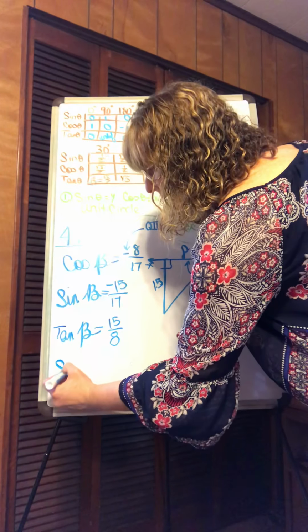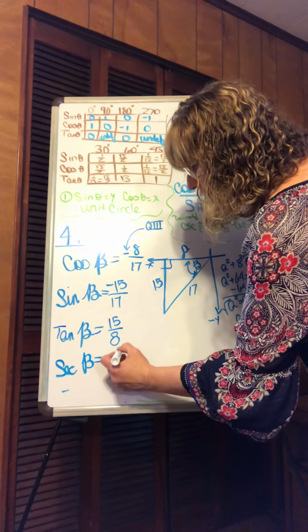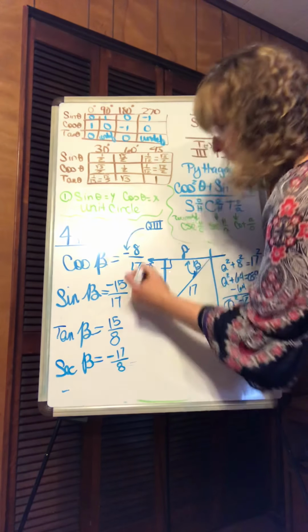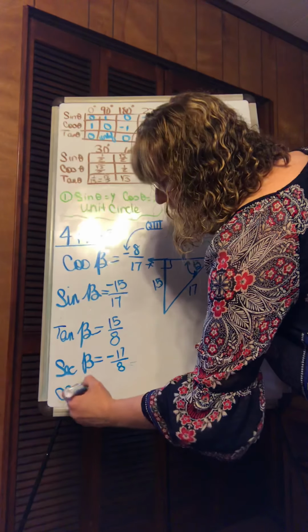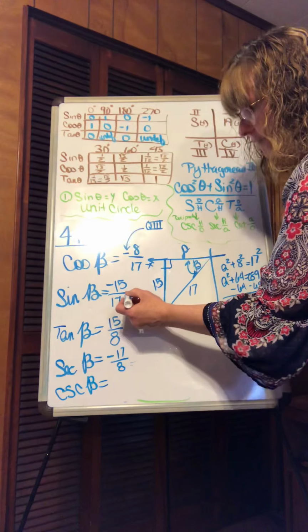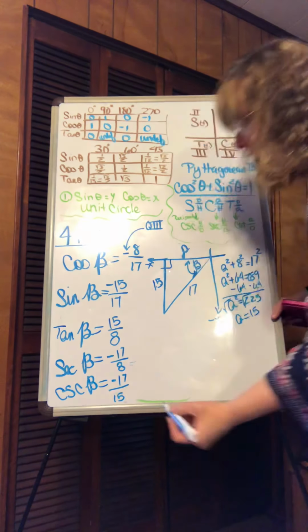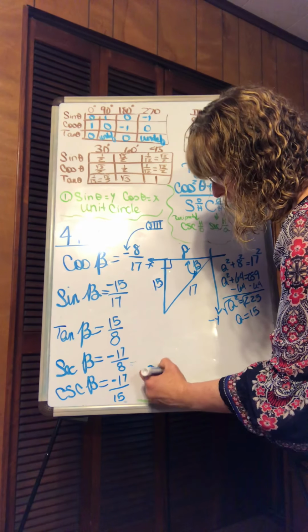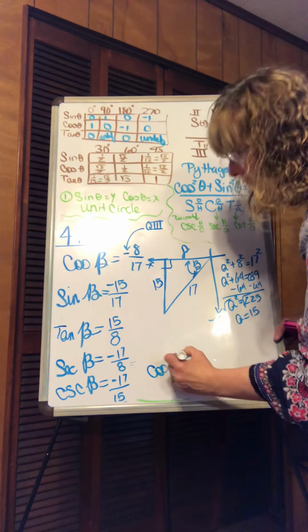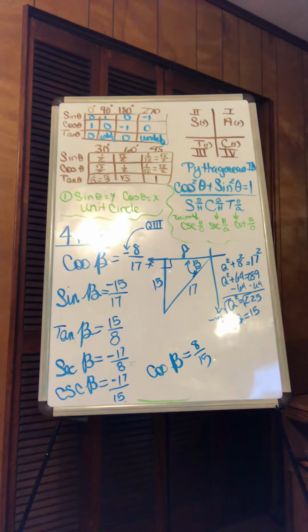If I wanted the reciprocals, the reciprocal of cosine is the secant. So the secant would be negative 17/8. Just flip it. The cosecant would be the reciprocal of sine. Take this guy, flip it, negative 17/15. And then finally, the cotangent would be this guy, 8/15, and he's positive.